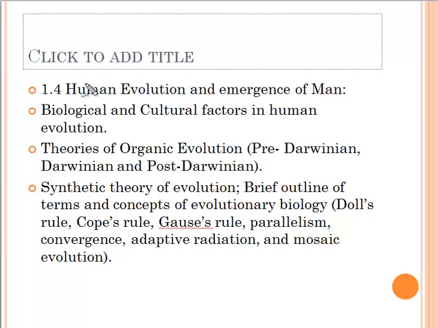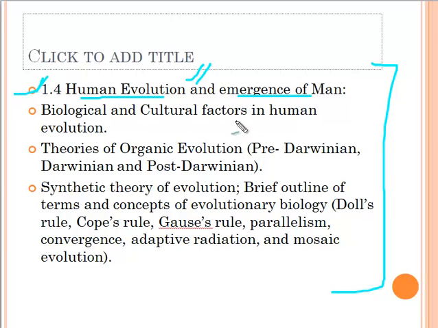Okay, so this is 1.4, human evolution and emergence of man. In this topic you will learn what the different evolutionary theories are, who has given them, and what the main content of each theory is. Here you will not learn the main human evolution in detail; you are just going to learn the basic evolutionary theories, and the emergence of man. Biological and cultural factors in human evolution is a fixed topic. This has been given in Braintree, you can study from there.